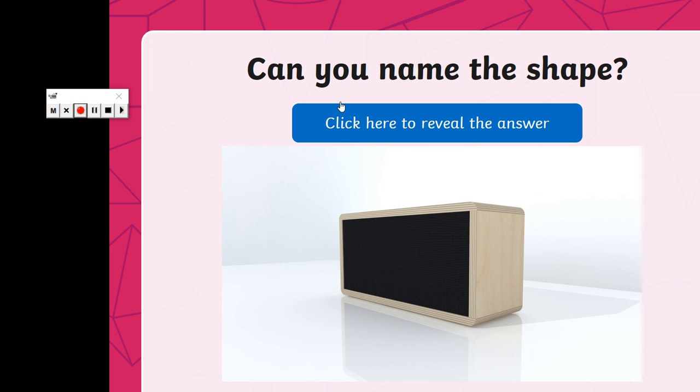So that is not a cube. It is in fact a cuboid. Well done if you managed to say that correctly. Let's have a look at the next one.